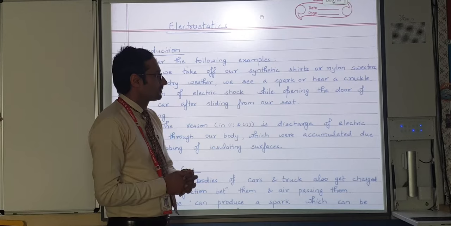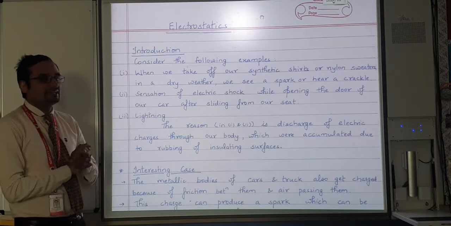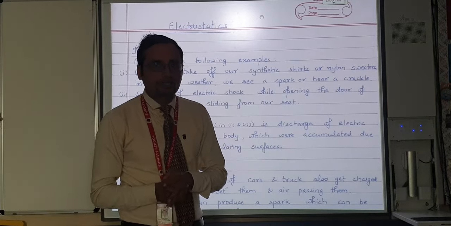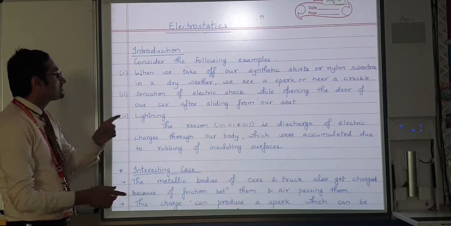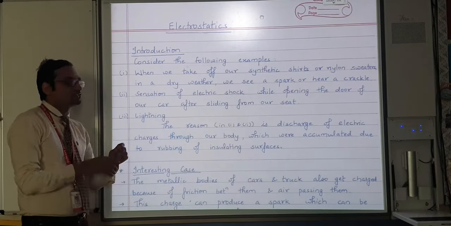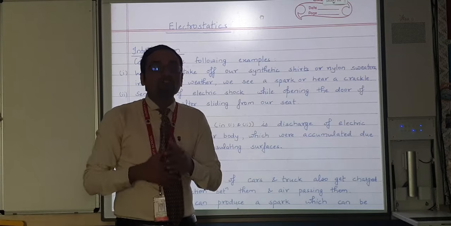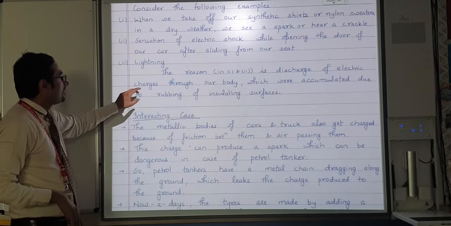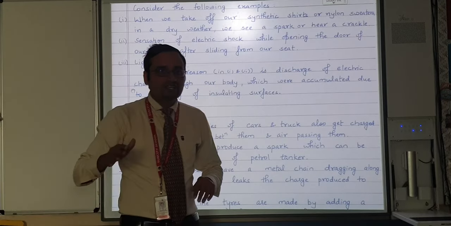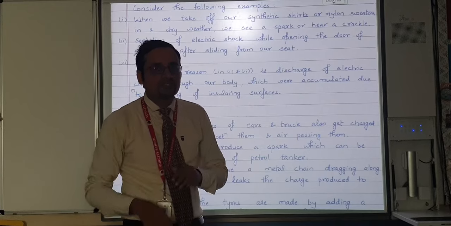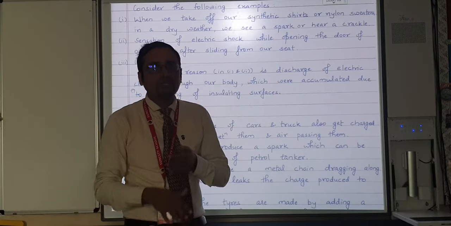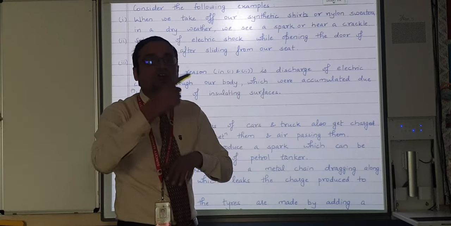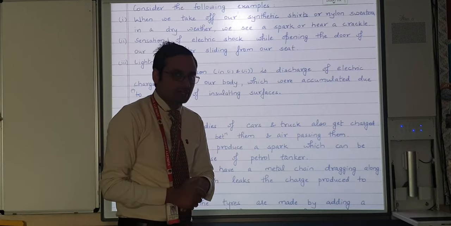Why is that happening? There is another one, lightning. I hope everyone knows about lightning. All these things that we are talking about are because of the discharge of electric charge through our body. The charge got accumulated in our bodies due to rubbing of an insulating surface. When you were sitting on the plastic chair, it was an insulating surface, so your body was rubbing with it and charge got accumulated. You touched a metal surface, boom, the charge got transferred. That's why you got an electric shock.